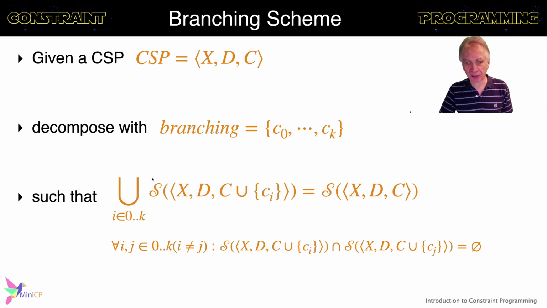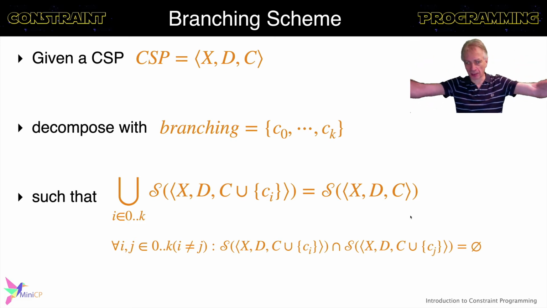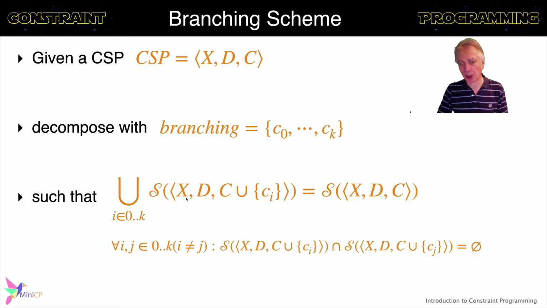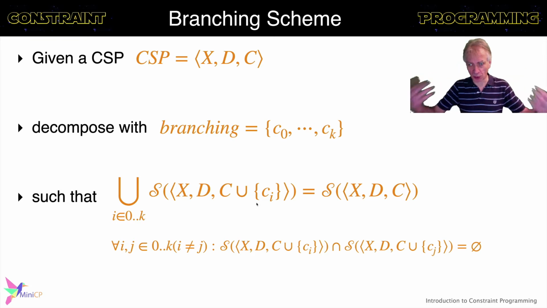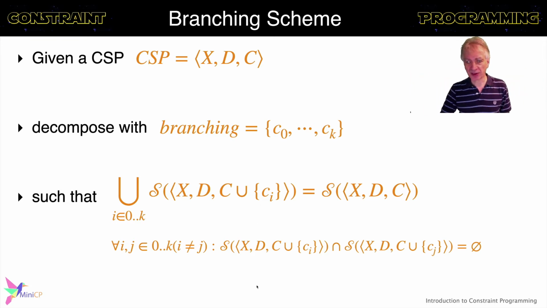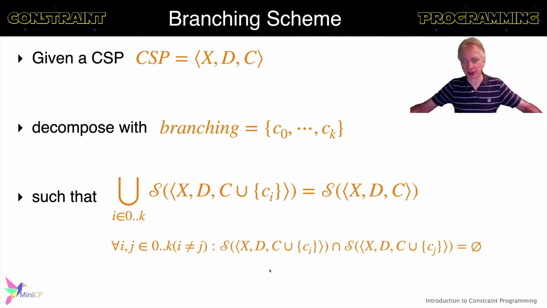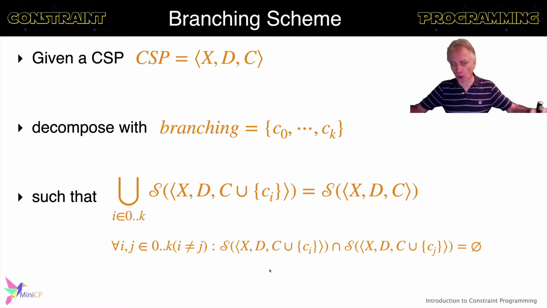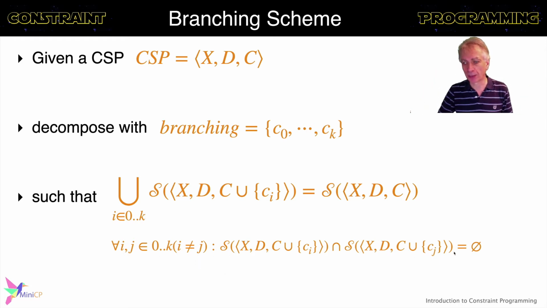The first one is that if you collect the solutions to the subproblems, they have to be the same as the solutions to the initial problem. What are the subproblems? They are the same as the initial problem, except that now they have one additional constraint. So you want to make sure that you don't lose any solution when you do the branching. And the second thing that you want is that if you have two branches, they don't have the same solution. You don't want any redundancy. You want a true partition. And that's what you see here. Every two subproblems don't have any common solutions, right? So that's what a branching scheme has to do.